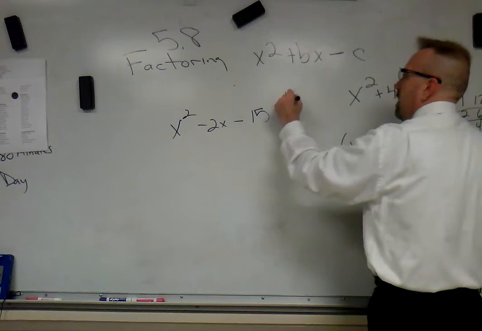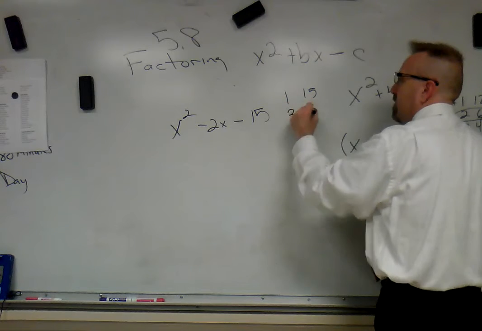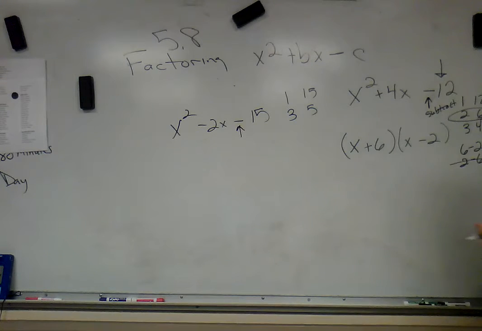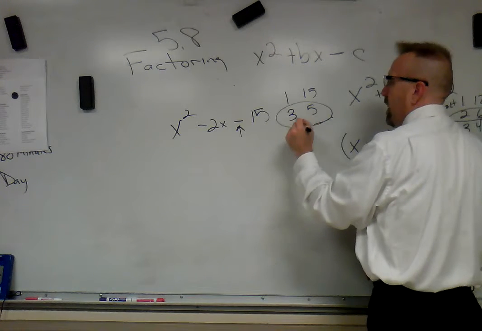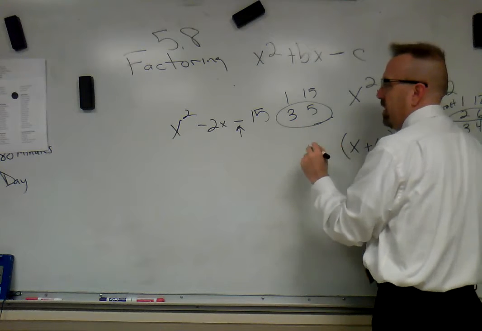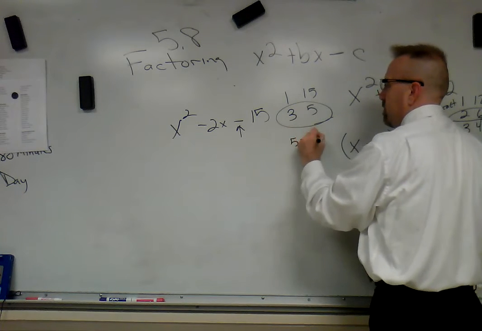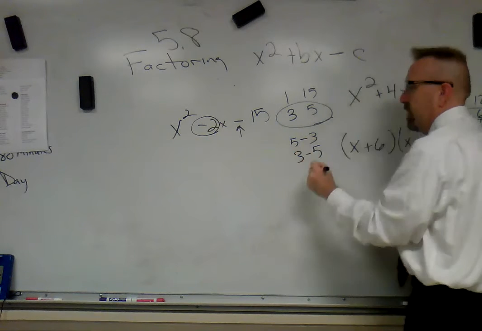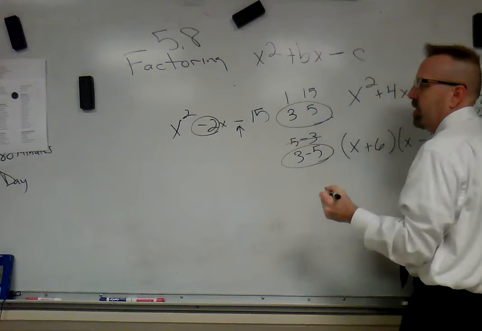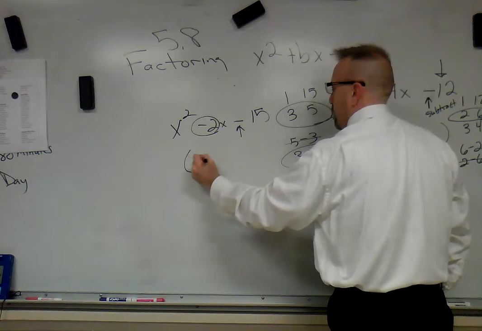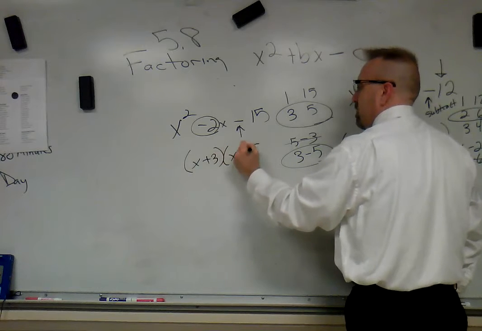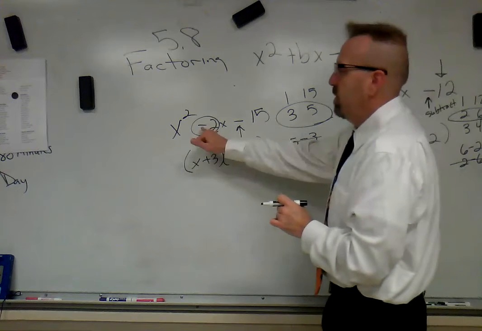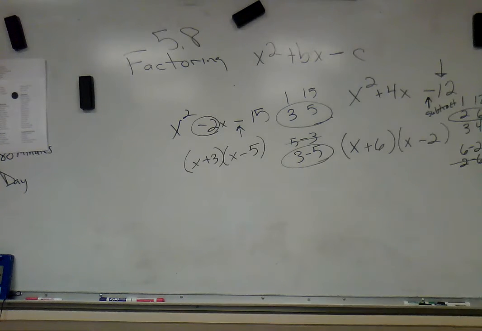So our factors are 1 and 15, 3 and 5. Which pair subtracts to be negative 2? 3 and 5. So would we have 3 minus 5 or 5 minus 3? To get negative 2, we've got to have 3 minus 5. Okay. So we have x plus 3, x minus 5. Just make sure our negatives are correct so we get the same sign here. We'll do another few examples.